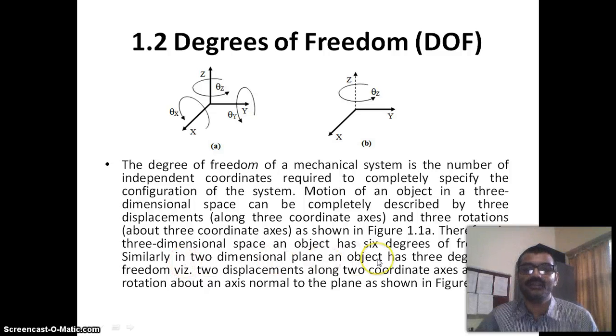Similarly, in a two-dimensional plane, an object has 3 degrees of freedom, right? So if we have a two-dimensional body, then we have only 3 degrees of freedom, that is translation in x and y, and the third, that is the rotation, right?